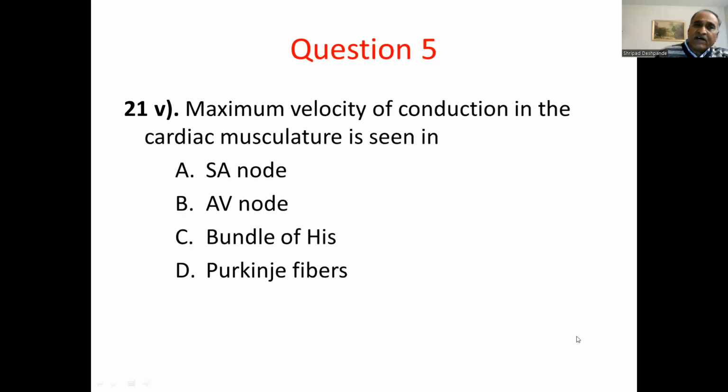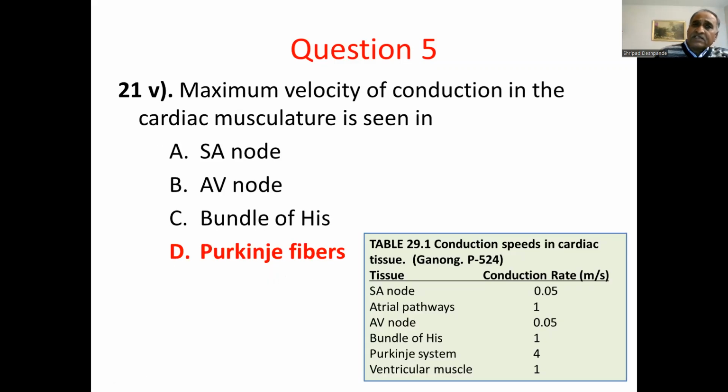Moving on to question number 5. This is 21.5. Maximum velocity of conduction in the cardiac musculature is seen in. This musculature here is the conductive tissue, the conductive tissue in the cardiac musculature. Now, A, SA node, B, AV node, C, bundle of His, D, Purkinje fibers. Look in this table. This is a table I borrowed from Ganong.